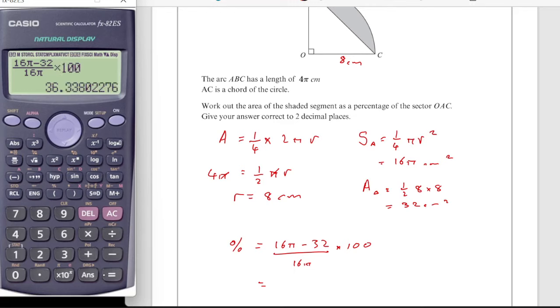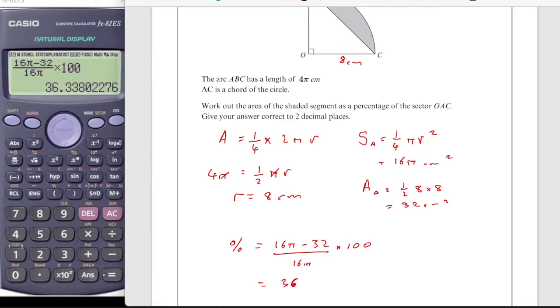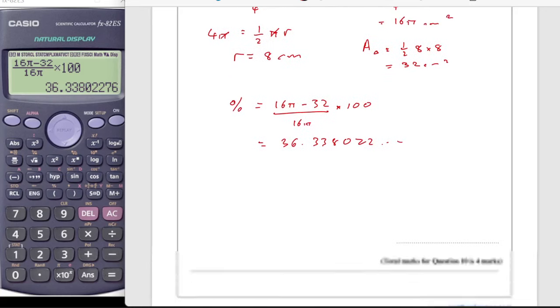So we're looking at 36.338022... I haven't rounded, and then we're going to round to 2 decimal places, so that's going to be 36.34%.